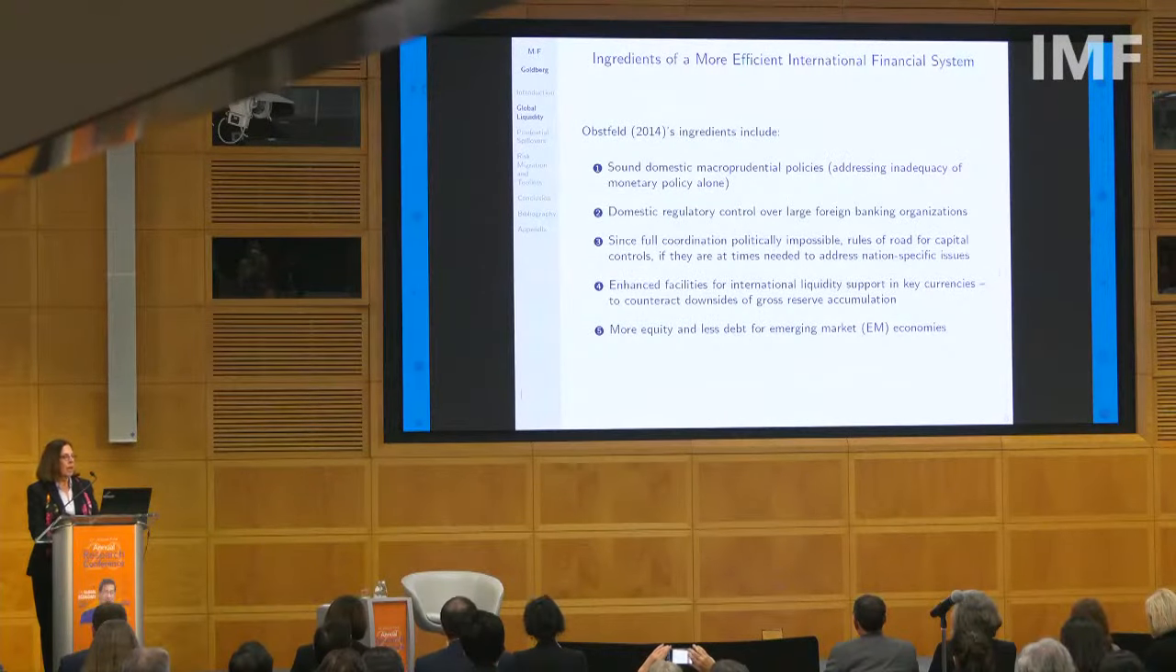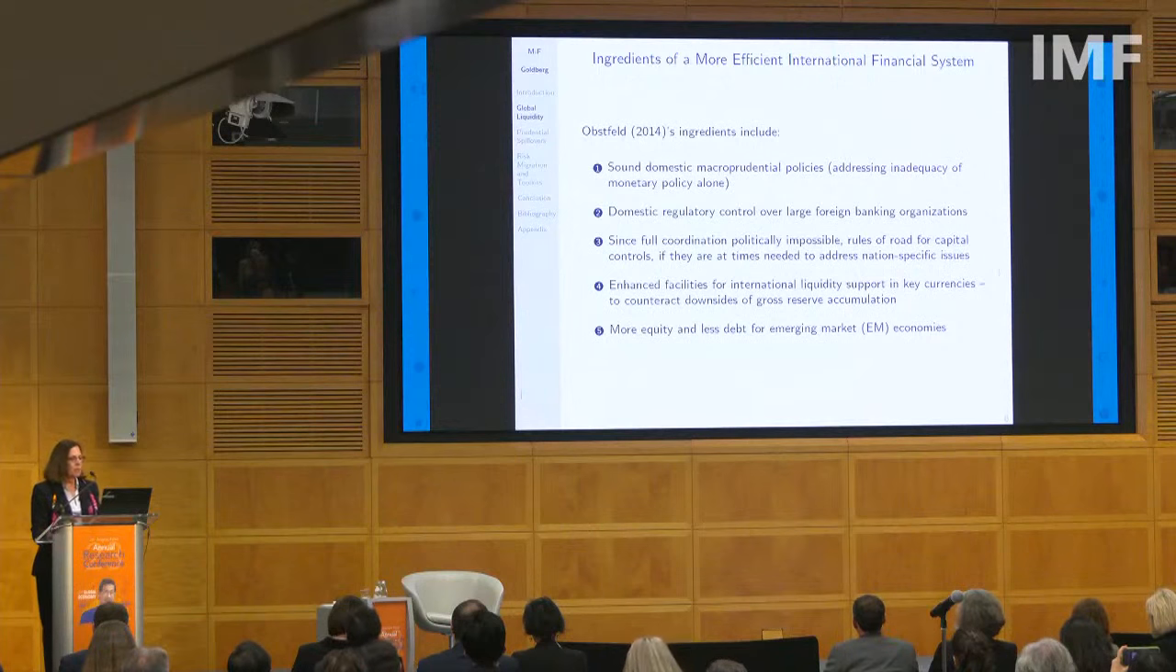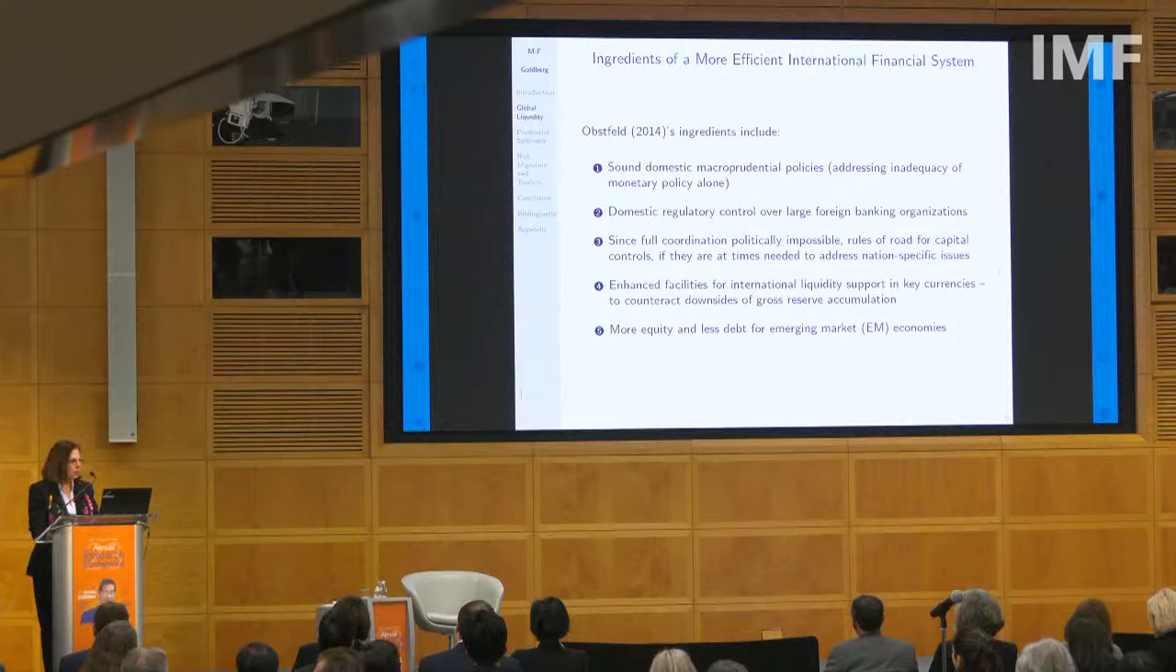And here are some of them. They included sound domestic macroprudential policies, in part addressing the inadequacy of monetary policy alone, domestic regulatory control over large foreign banking organizations. Since full coordination is politically impossible, he spoke to the need for rules of the road for capital controls, if they are at times needed to address nation-specific concerns. He spoke to enhanced facilities for international liquidity support in key currencies.